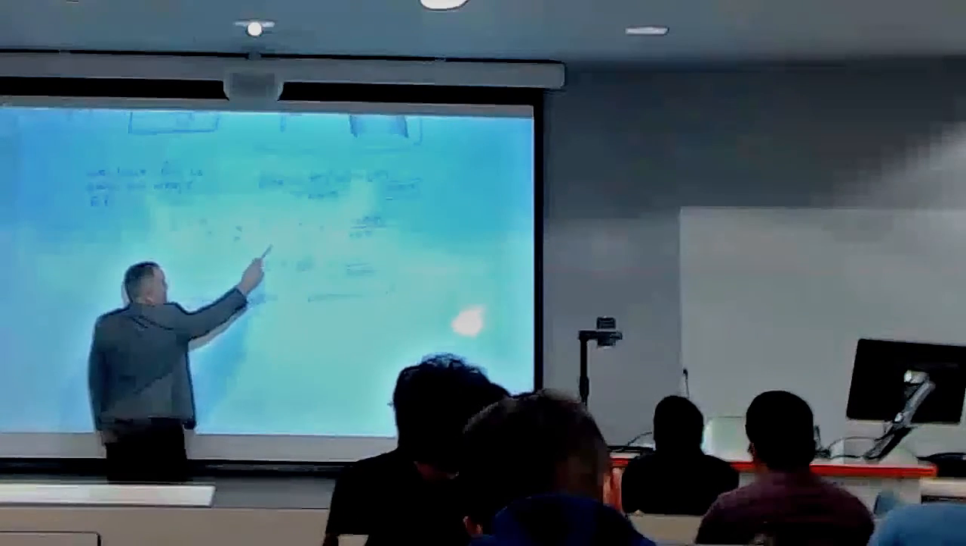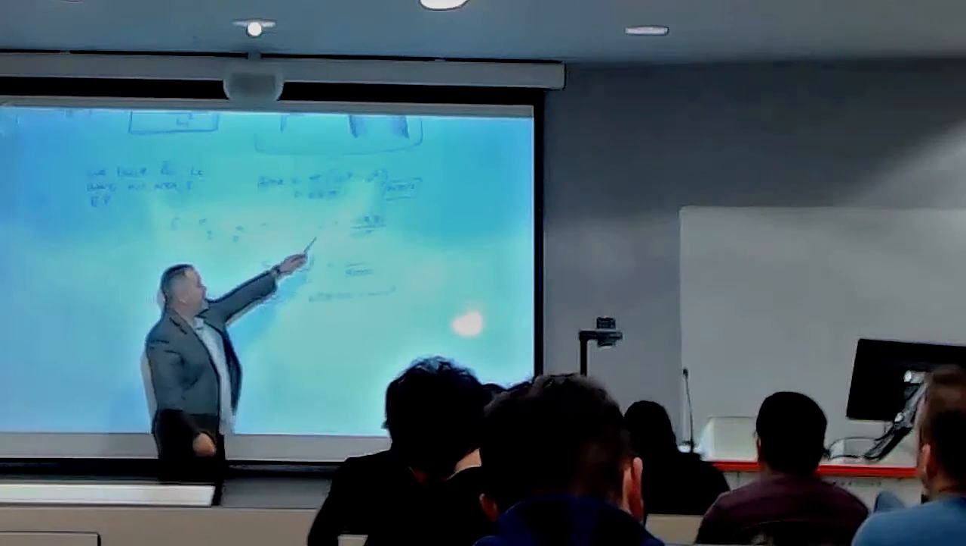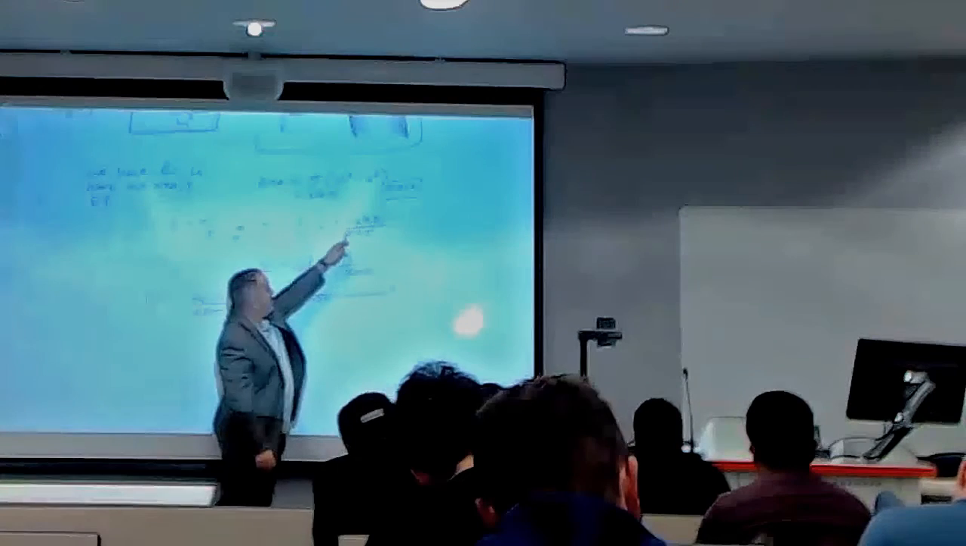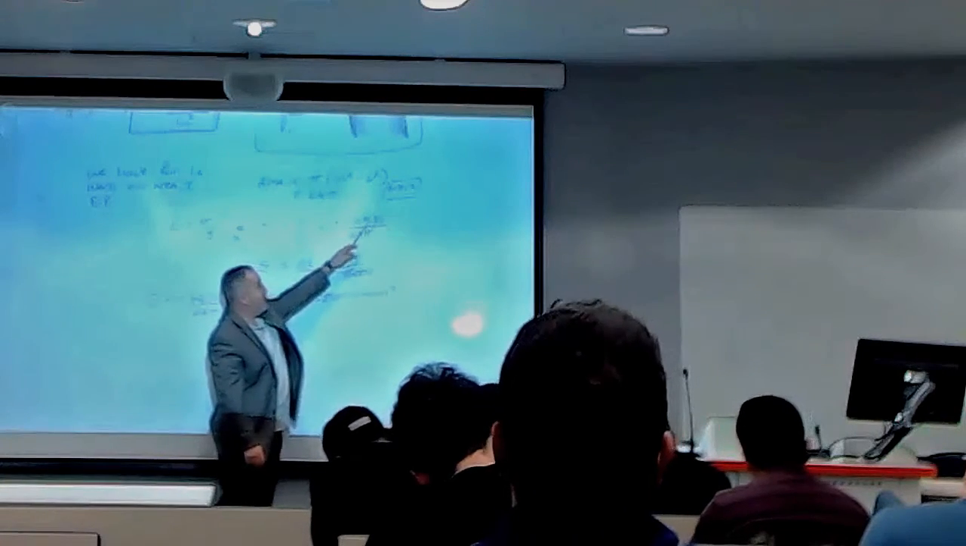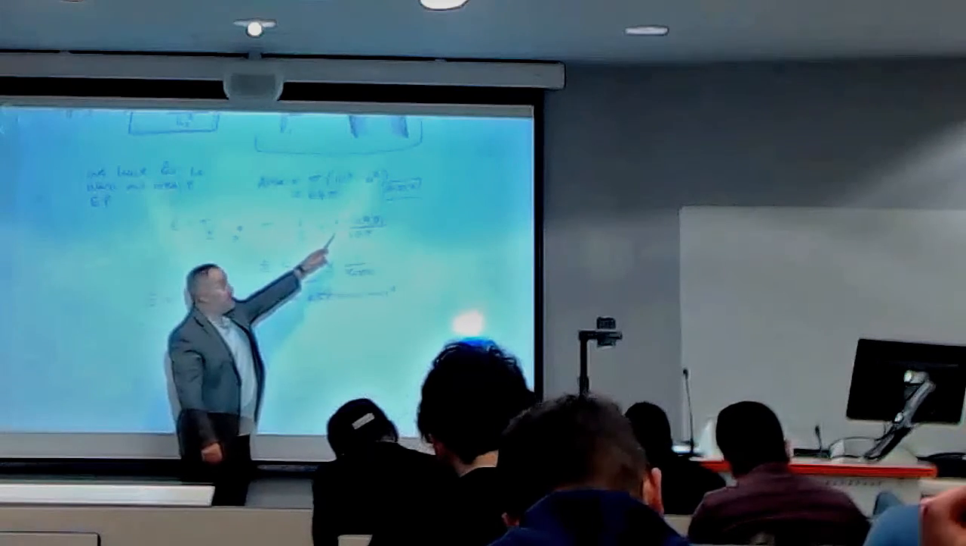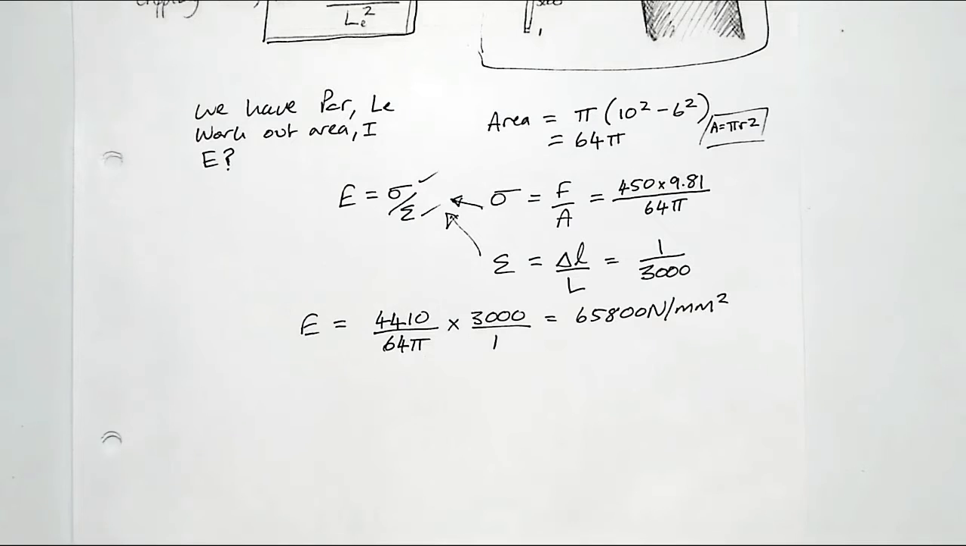From our stress, we've got our force. We've been given the force in kilograms, so that's your mass times acceleration. So 450 times by 9.81. Because I've been in industry for such a long time, a lot of times we just use that as a value of 10. If you use the exact value of 9.81, whatever it is, then you'll get a slightly different answer. I'm okay with that.